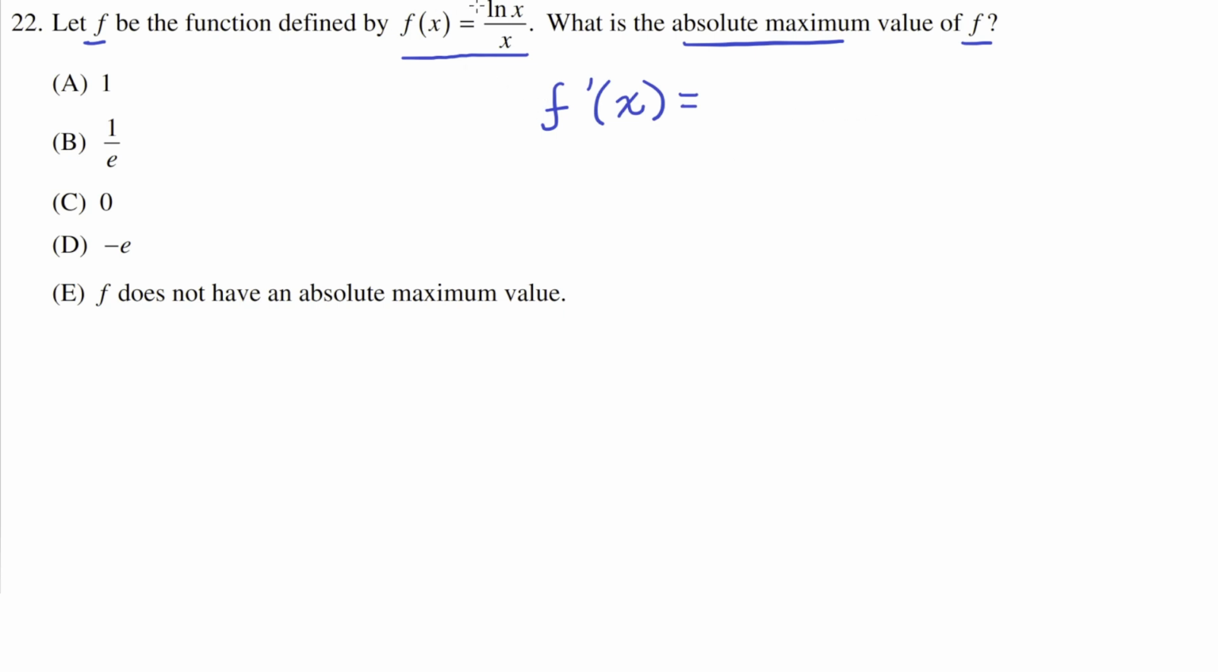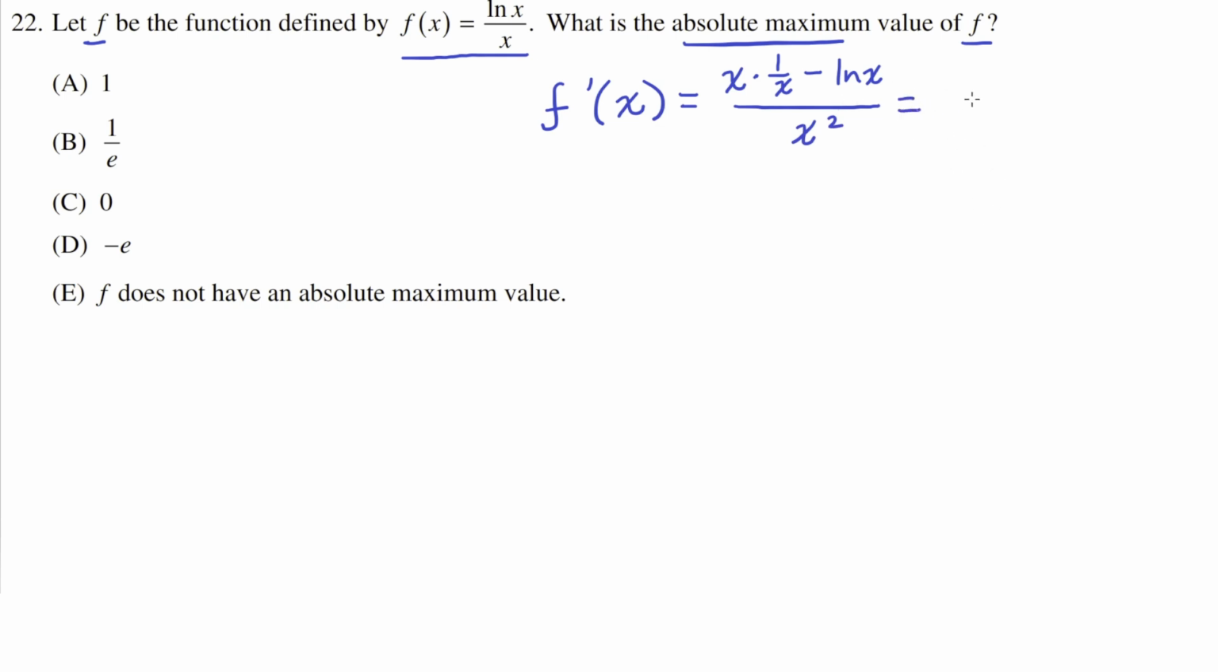find critical points. To take the derivative of this, we can use the quotient rule. The quotient rule says the denominator times the derivative of the numerator, minus the numerator times the derivative of the denominator. The derivative of x is just 1, so we can just leave it as ln x, and then divided by the square of the denominator.